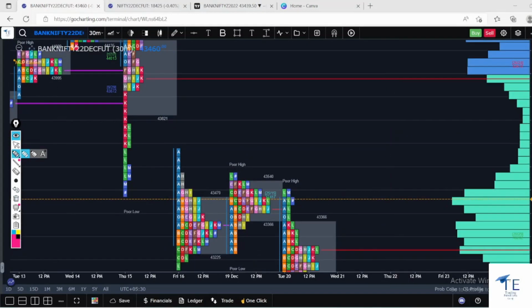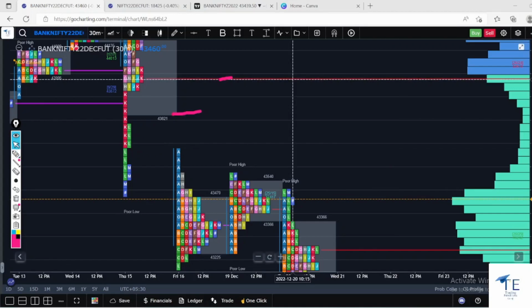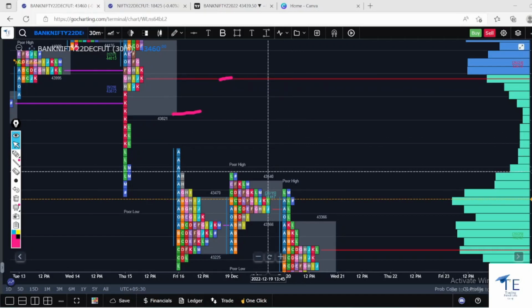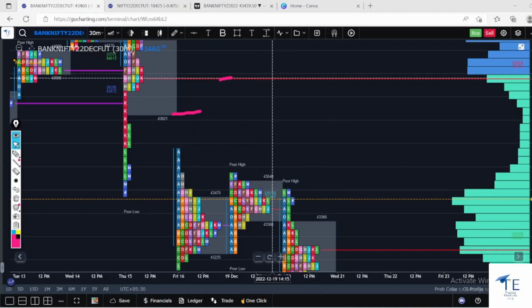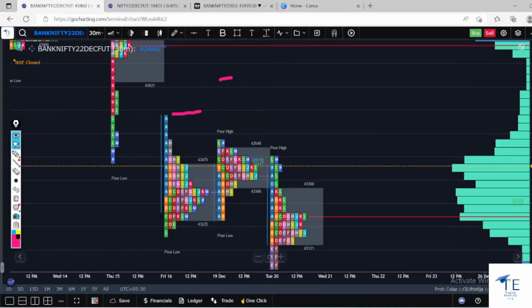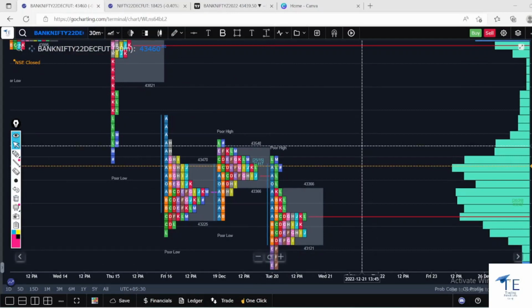The first target could be this level, 43,820. And the next target could be this non-migration POC, 43,910. You can plan for 43,910 because there is a smart money zone. So 43,910 is the second target. Any acceptance at 575, go for a CE. The next target is 43,820, and the next is 910. These are the two targets on Bank Nifty on the upside.